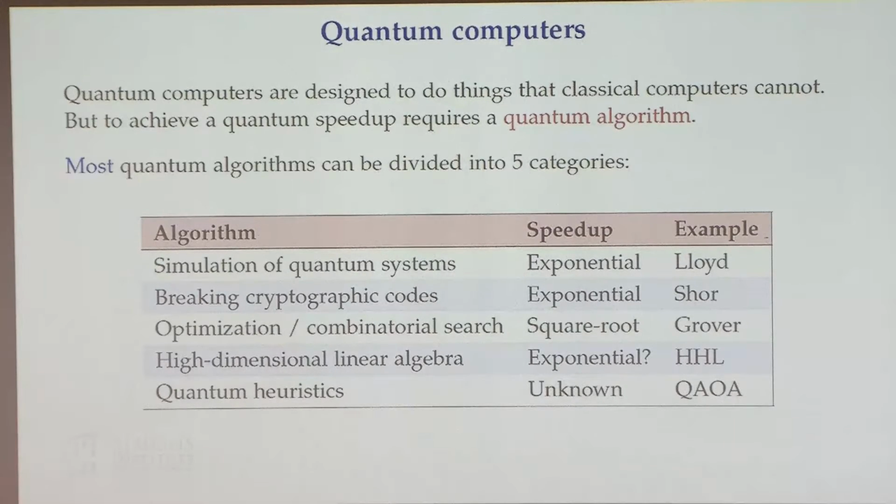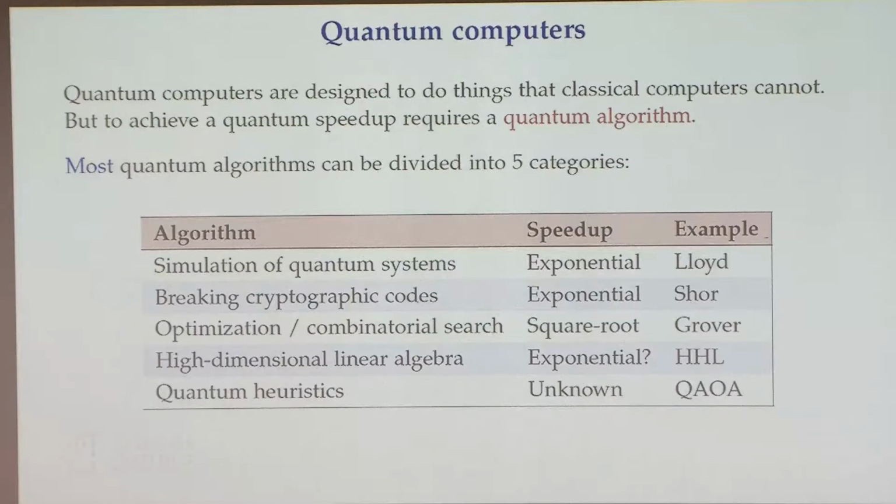We have quantum algorithms for addressing high-dimensional linear algebra problems, such as the famous Harrow-Hassidim-Lloyd algorithm. You can see that there I've put a question mark next to the exponential speedup, because these algorithms are very interesting in that sometimes they appear to deliver an exponential speedup, but then once one goes through the details, it turns out the exponential speedup vanishes. So that's an important thing to check.